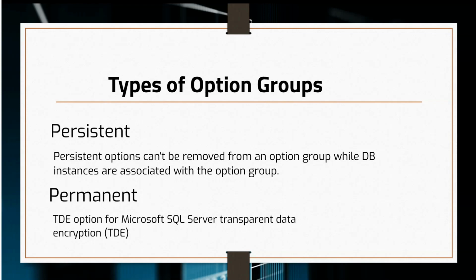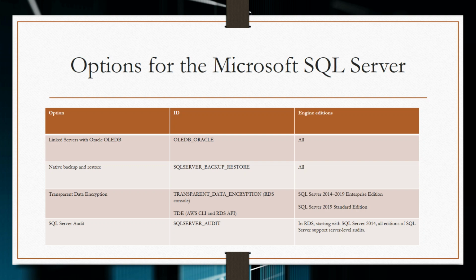You can change the option group of a DB instance that is using the option group. However, the option group associated with the DB instance must include the same permanent option. The following is a summary of the options available for Oracle DB instances. So you can pause the video now and take a brief look.